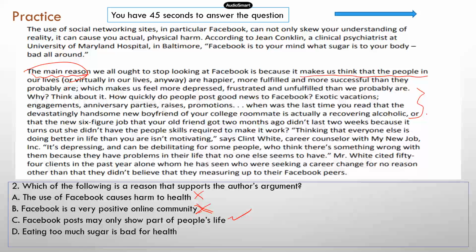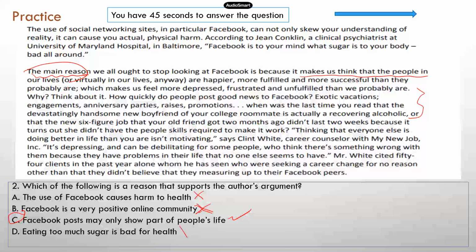People only post happy memories. They only talk about happy experiences on Facebook. So they may experience some unpleasant things in their life, but they just don't put them on Facebook. So you think people are living a better life than you do on Facebook, but in reality, it might be totally the opposite. So C is the correct answer.